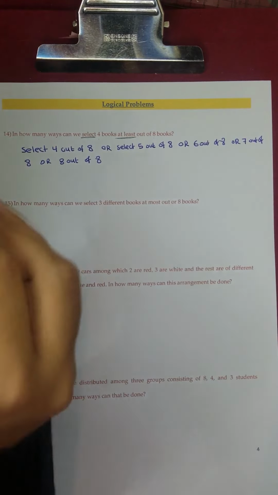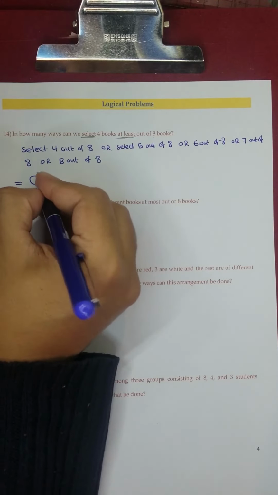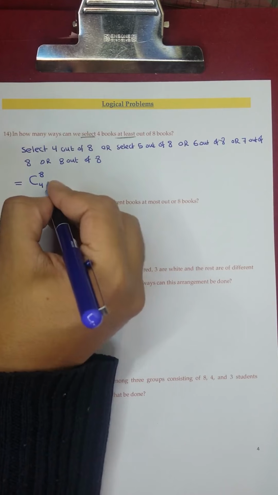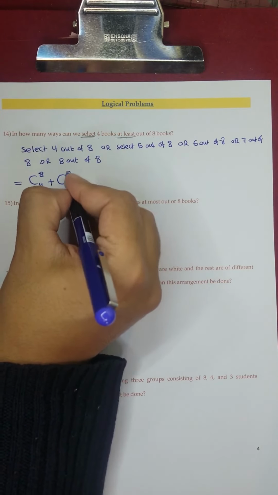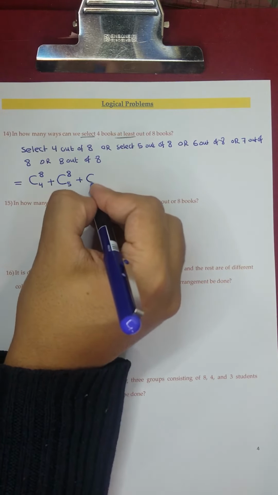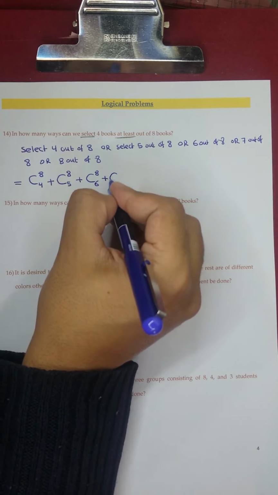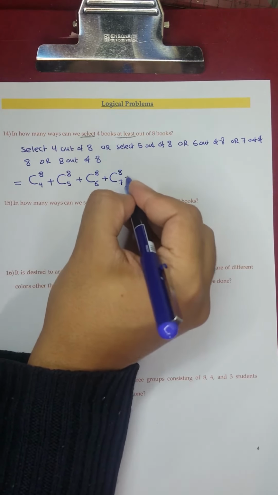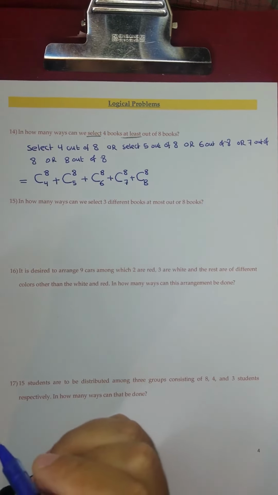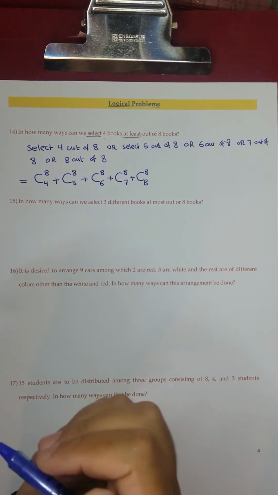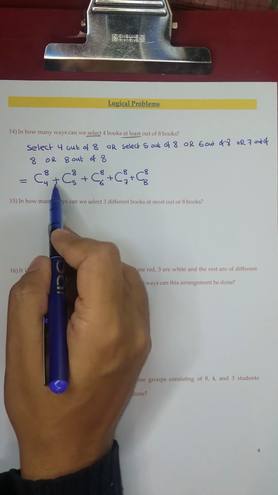How do we express that? Okay, let's see. It's a combination of 4 out of 8, select 4 out of 8. Or means plus. Select 5 out of 8, or select 6 out of 8, or select 7 out of 8, or select 8 out of 8. So these are all the possibilities: 4 at least out of 8, or 5, or 6, or 7, or 8.